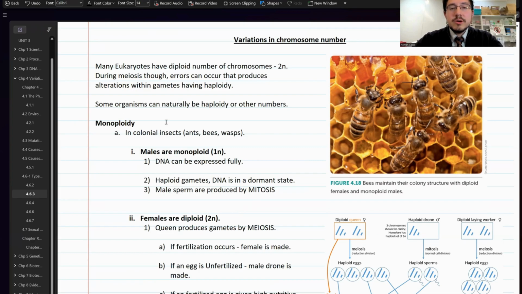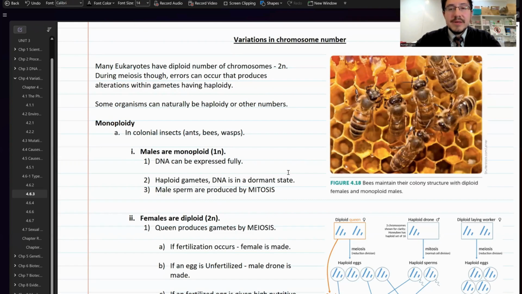So when you occur naturally as a haploid, you refer to that as being a monoploid individual. And that occurs in colonial insects: ants, bees, and wasps. And it's very interesting in the case of bees, where you basically have females that are diploid and you have males that are monoploid. So that means they only have one chromosome set, not the two chromosome sets that we think about.